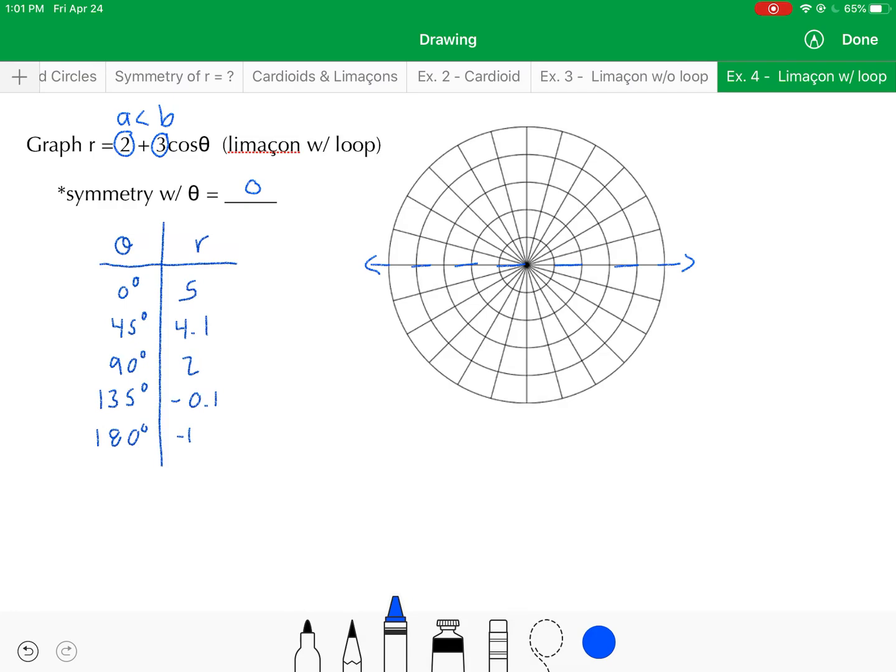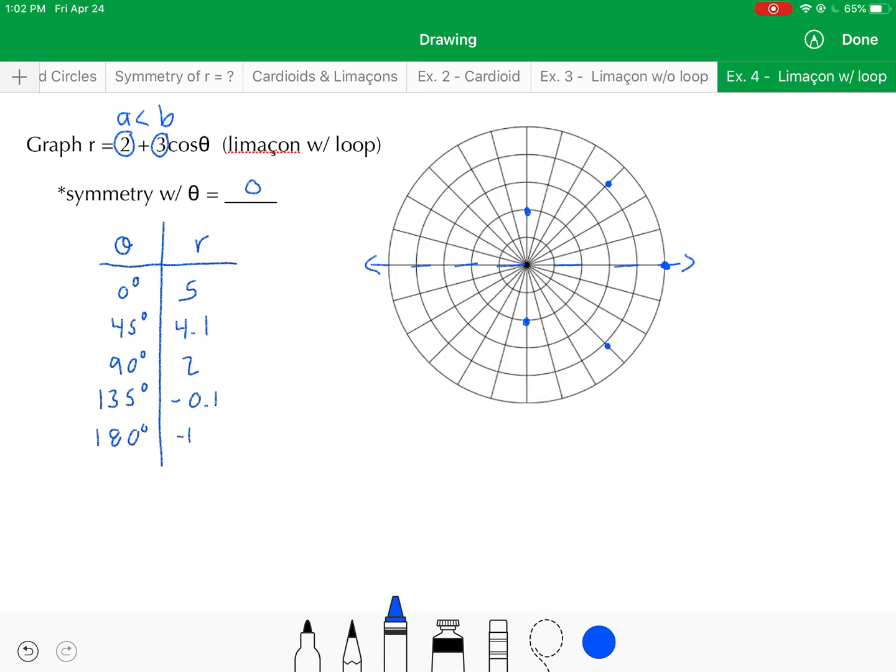If we plug 0 in, I end up with an R value of 5. Notice that's right on the line of symmetry. If I plug 45 in, I end up with 4.1. Reflect it. If I plug 90 in, I end up with 2. Go ahead and reflect it. And then here's what will then allow for the loop. Okay, notice when I plug 135 degrees in, I end up with an R value of negative 0.1.